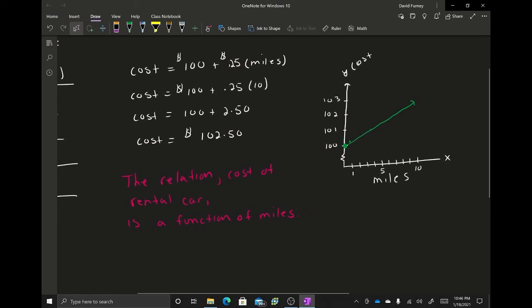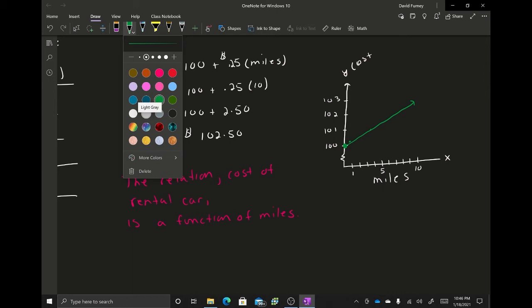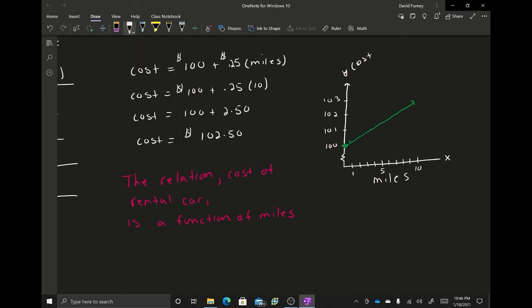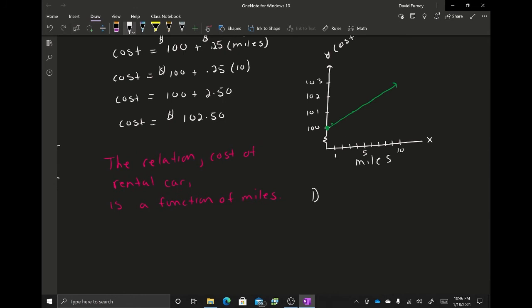We can determine the domain and range from this. So let's do that. And then we'll do one more thing before we go, and that's actually turn this into a function just because it's good practice. So domain. Our domain, remember, is all of the input values or our x values. So that's going to be the mileage in this case.